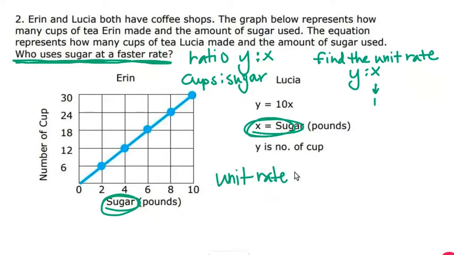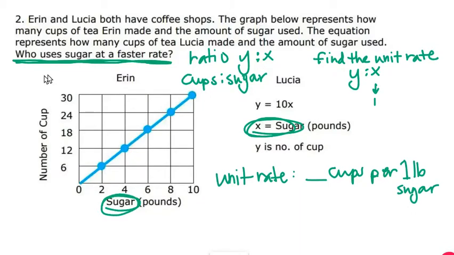So finding the unit rate, it would be blank cups per 1 pound sugar. So how many cups of tea for 1 pound of sugar? If I can find that out for Aaron and for Lucia, then I will get my answer.